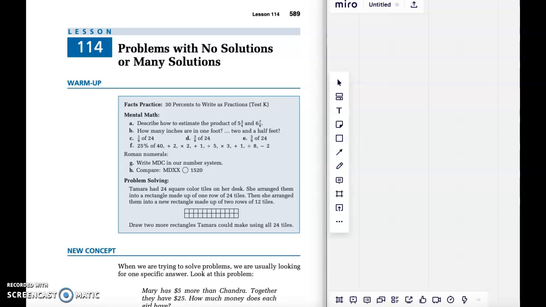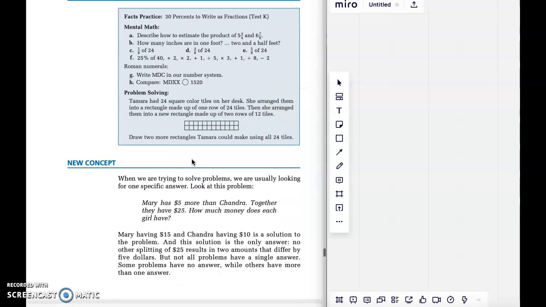So today we're going to talk about word problems that have so many solutions or no solutions, because sometimes that does happen. So go ahead, make sure you've done your facts practice, and do your mental math warm up, your problem solving. Hopefully you guys are doing all of those on the regular. They're really important to do, especially that problem solving one. Okay, so let's hop into this new concept.